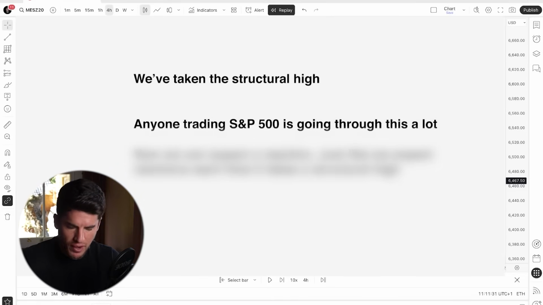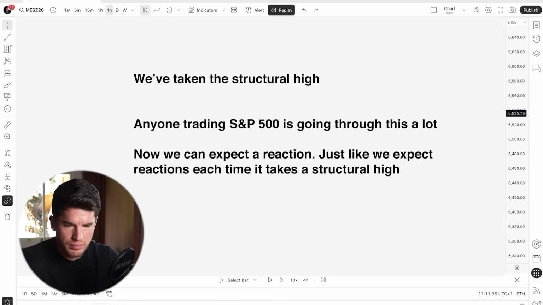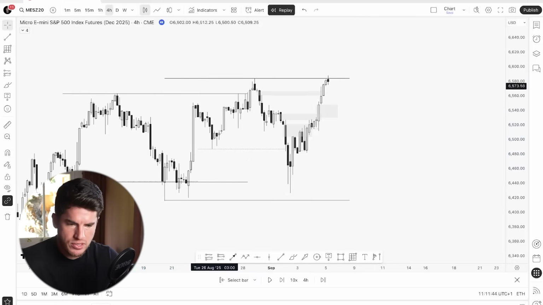Anyone trading SP 500 is obviously going through this a lot. So now we can expect a reaction, just like we expect reactions each time it takes a structural high. Takes a structural high, reaction. Takes a structural high, we now expect another reaction.